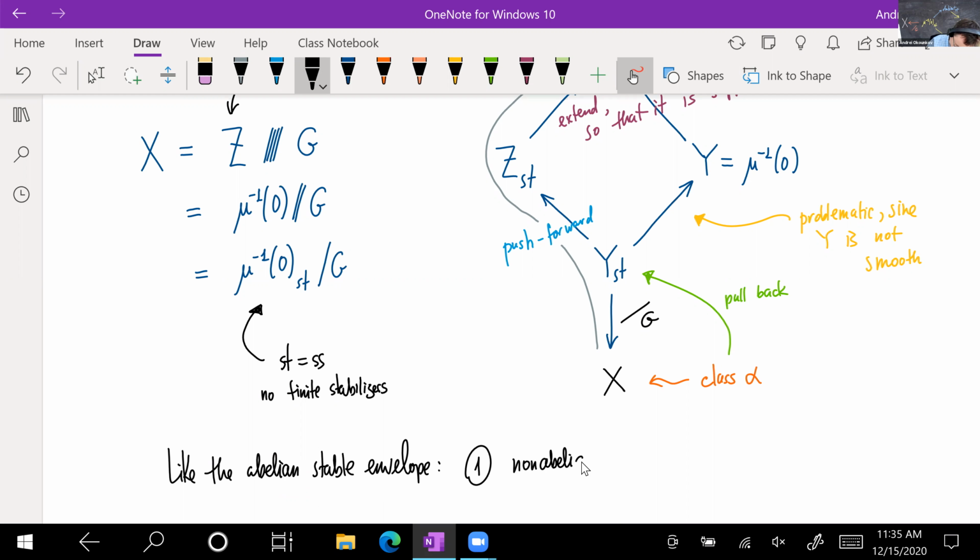So maybe I'll draw a picture. There's some union of abelian subvarieties. This you map into the ambient space.